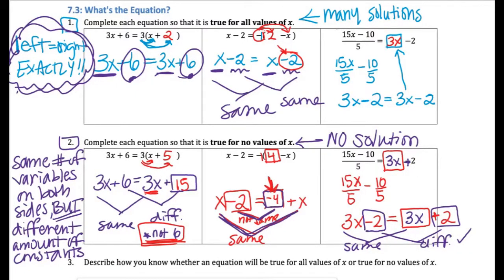So on your own for number 3, at the very bottom, describe how you know whether an equation will be true for all values or no values. So take everything we've talked about, things you've written, and come up with your own way to describe how you're going to tell the difference between true for all or true for none. And that's it.